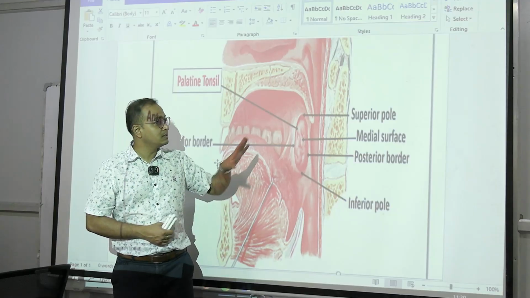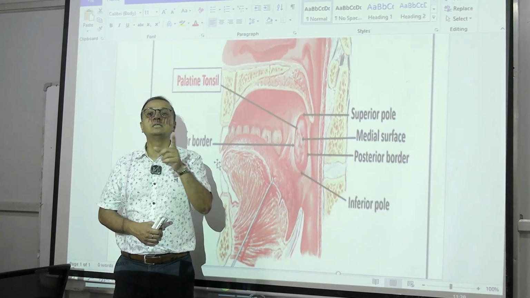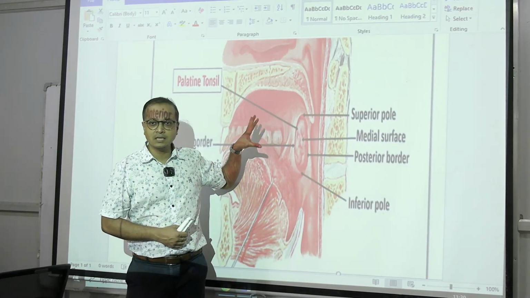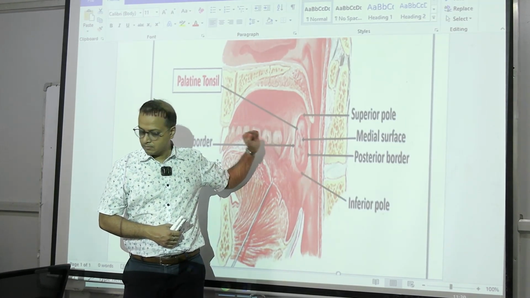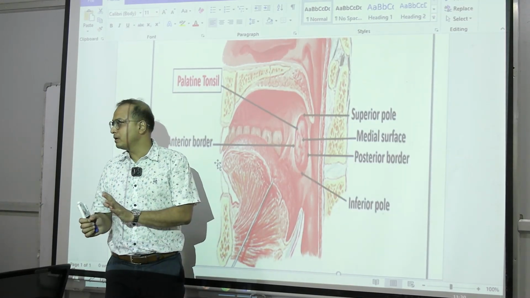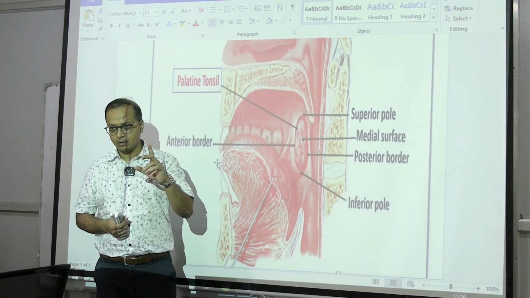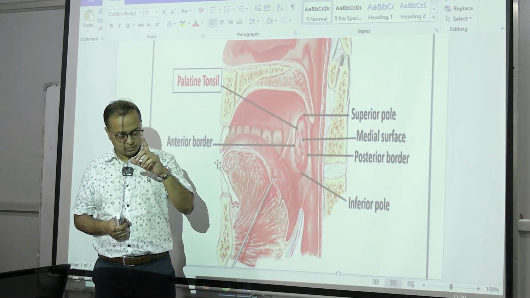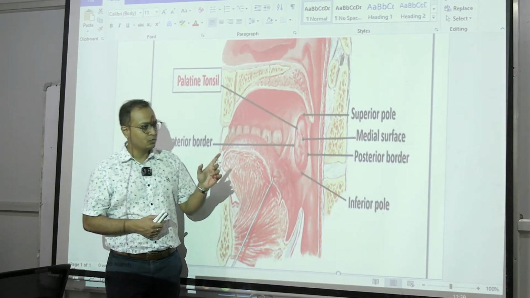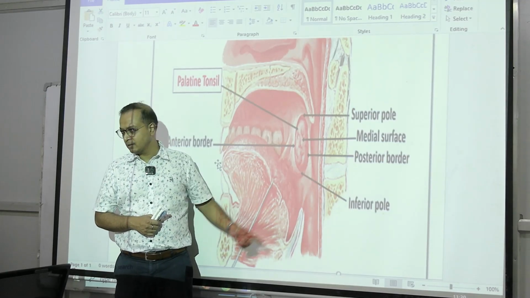The lateral surface is related to the anatomical structure of the oropharynx. We call it the tonsillar bed, on which the tonsil is pressed, right? So this particular tonsil has a formulation that you have to keep in mind. How many poles? 2 poles. Upper, lower. How many borders? Two borders, anterior, posterior. How many surfaces?